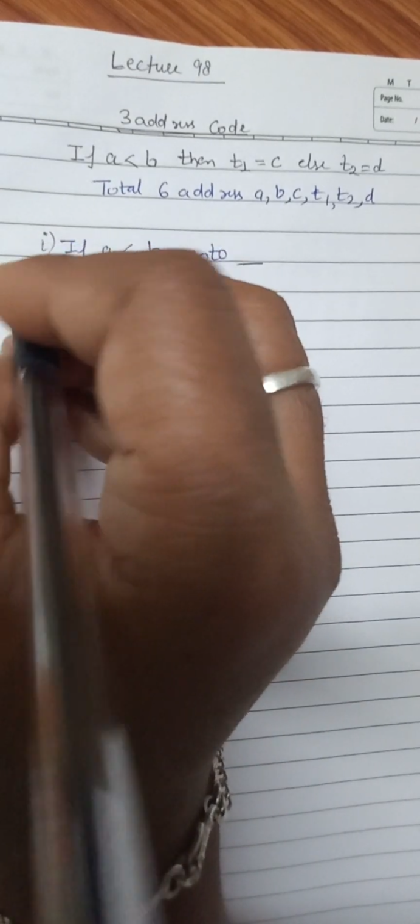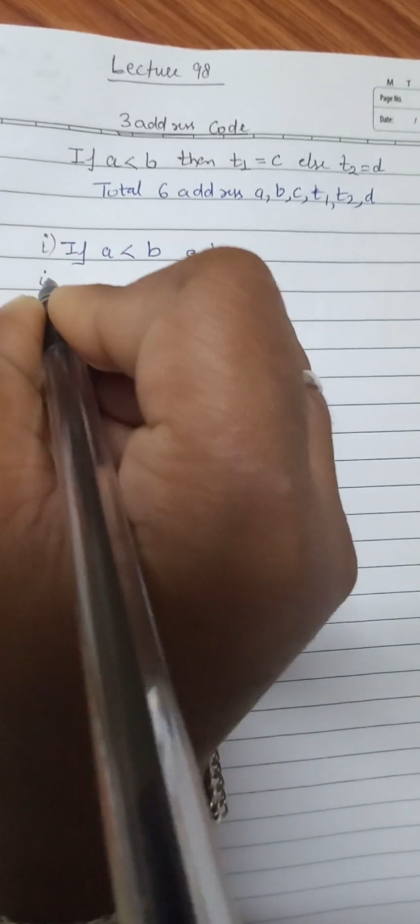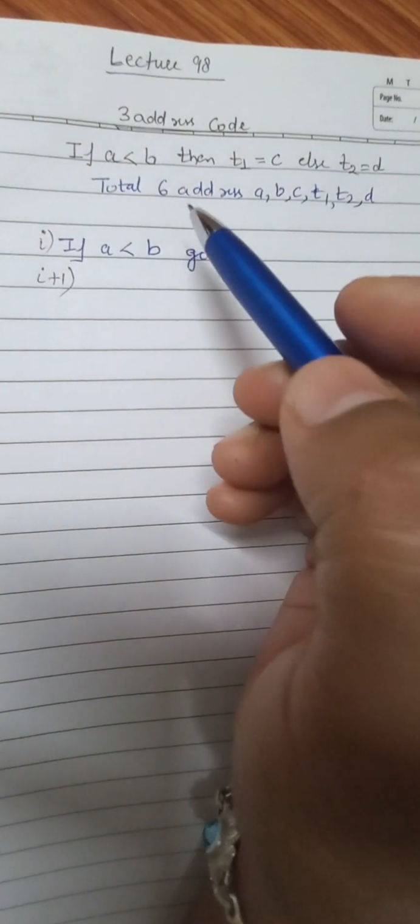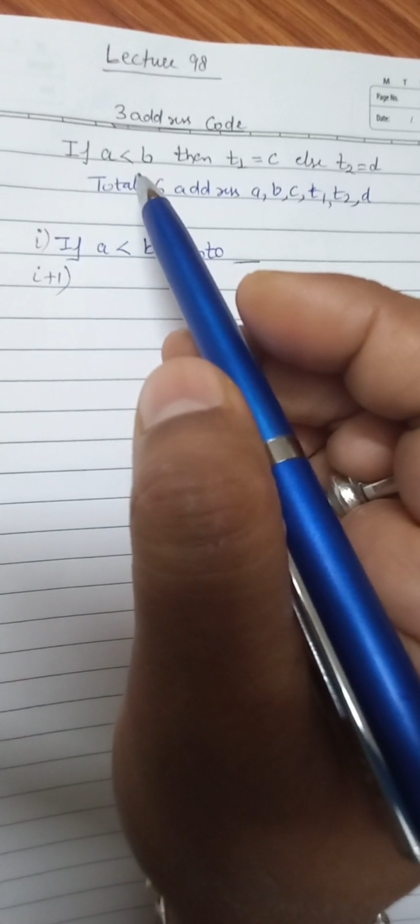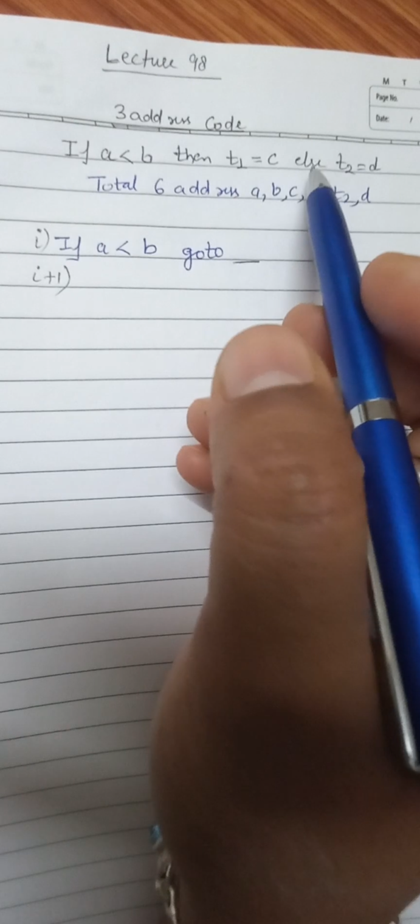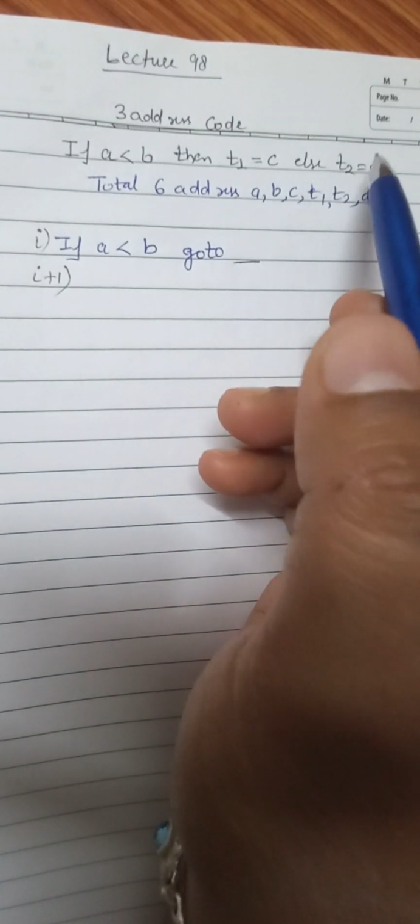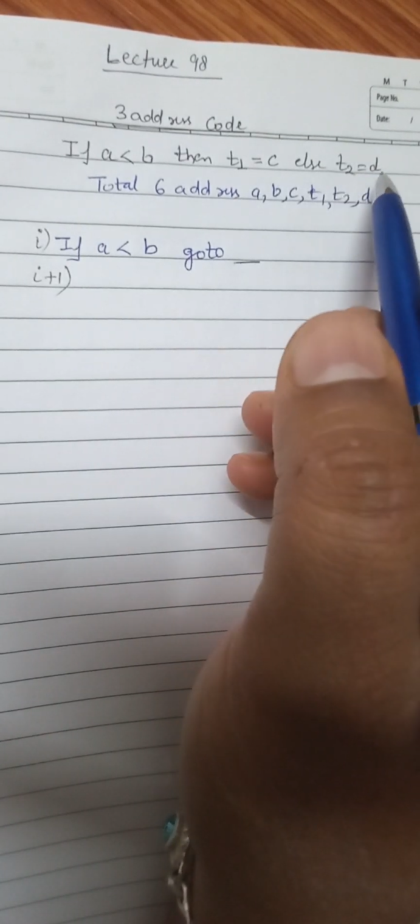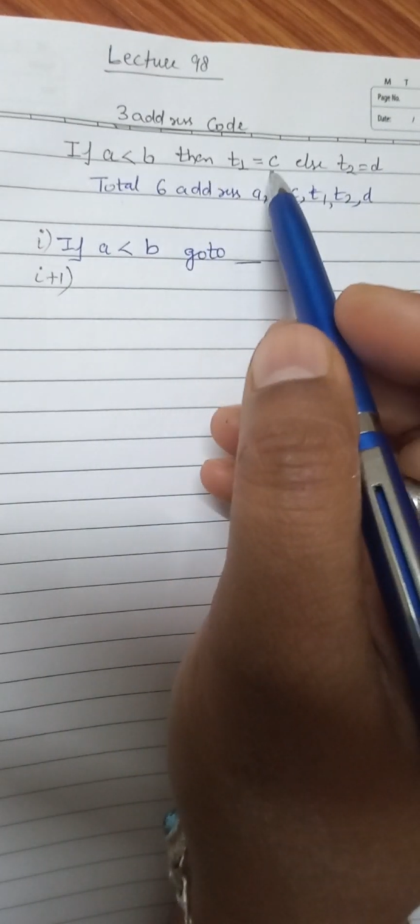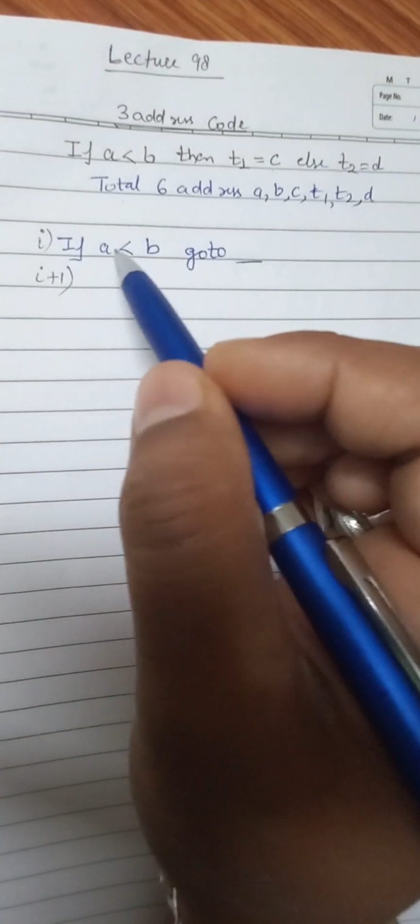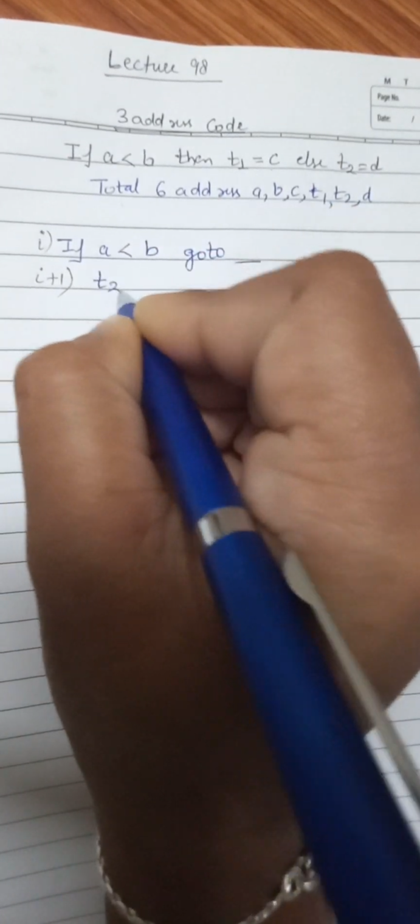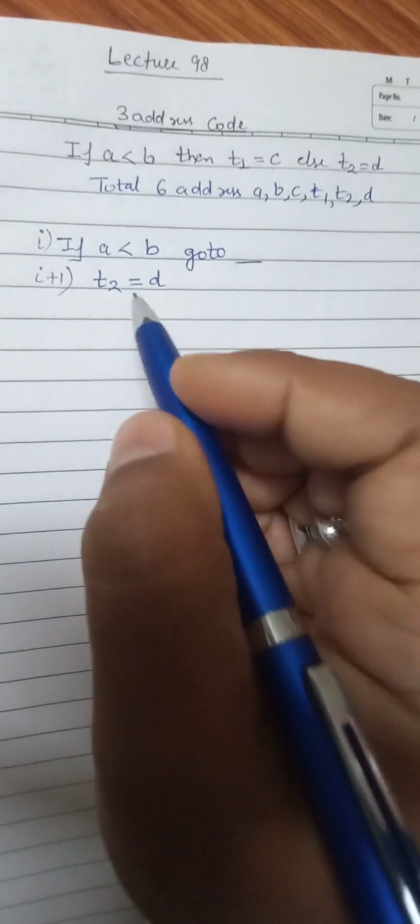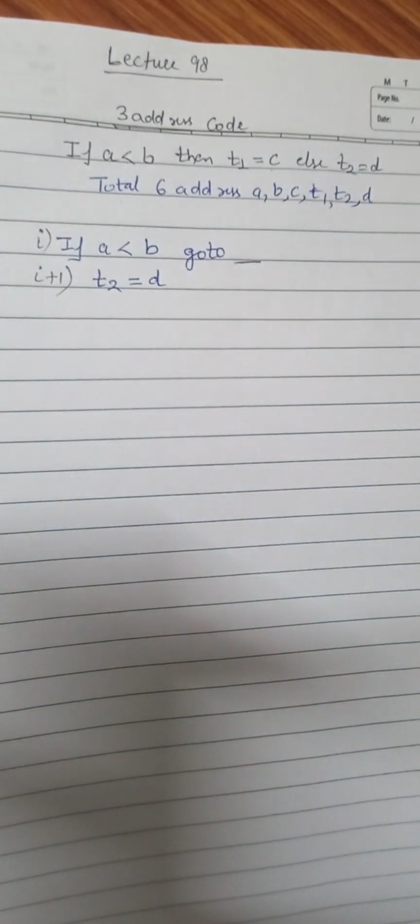Now we will go to I plus 1. What is I plus 1? We can see there, if A less than B, then T1 is equal to C, else T2 is equal to D. So we will write this condition, T2 is equal to D, because if the first condition is not true, then this condition applies. So we will write T2 is equal to D.